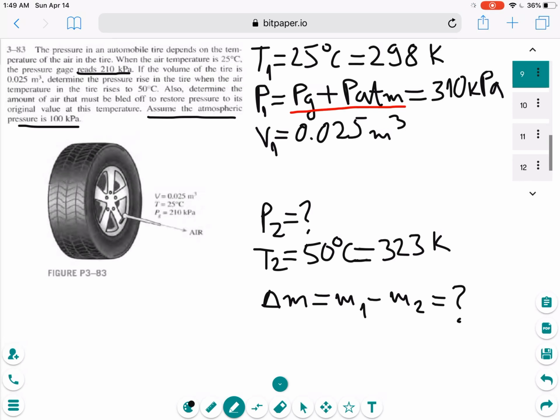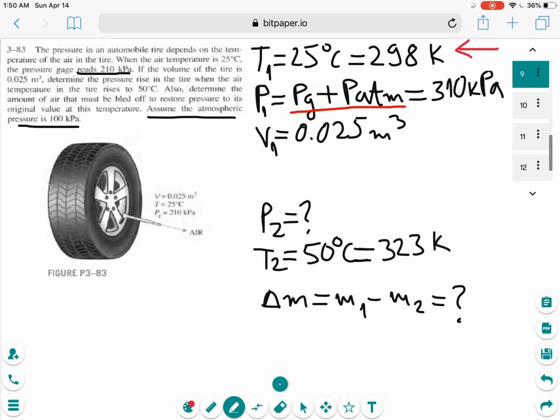Now we have to be careful here because, first of all, we want to change the temperature that's given in Celsius to Kelvin right away, because that reduces the possibility that we're going to forget to do that, and to use this equation of state, we always have to use absolute pressure, absolute temperature, and so on. So I would change that to Kelvin right away, and then the pressure gauge reads 210 kPa.